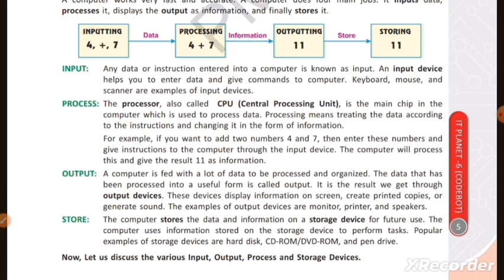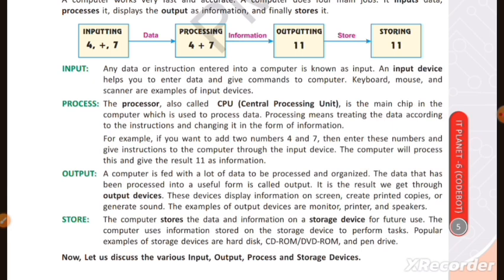For example, if we want to add 2 numbers, 4 and 7, then enter these numbers and give instruction to the computer through input devices. Computer will process this and give the result 11 as information.